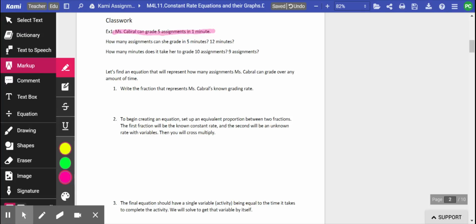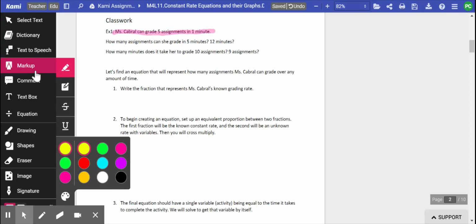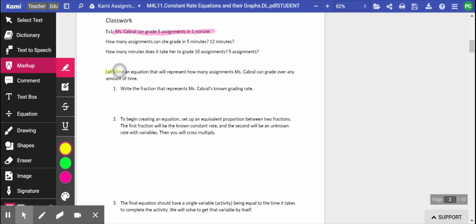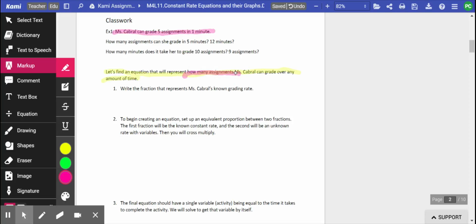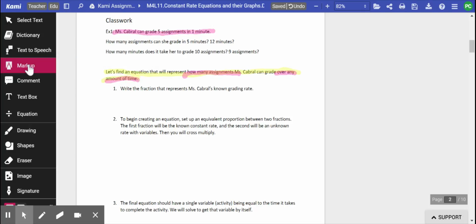What we really want to know now, though, is we want to be able to find an equation that will represent how many assignments I can grade over any amount of time. So here's the part that's a little tricky. How many assignments can I grade over any amount of time? So notice that I'm not being asked how many assignments did I grade in 10 minutes, or I've graded 30 assignments, how long did that take me?